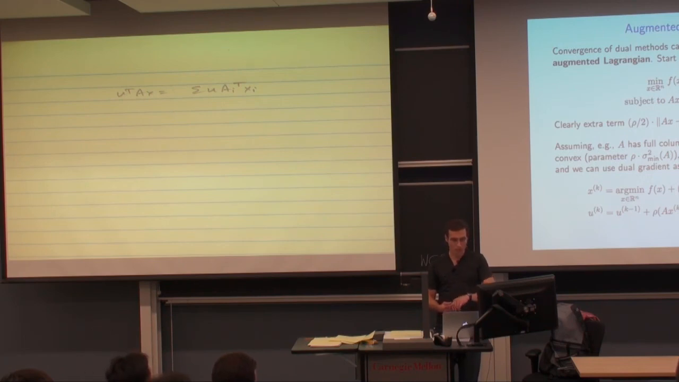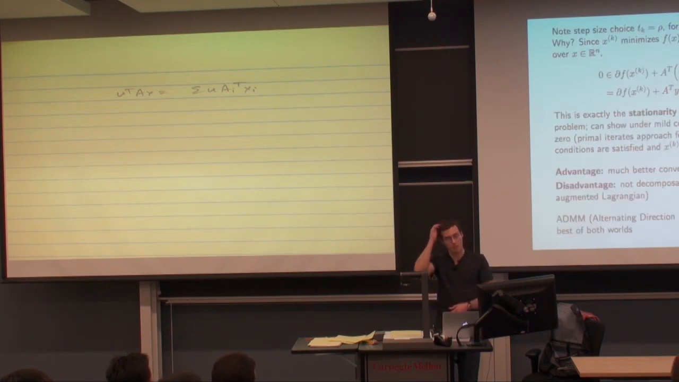What we'll talk about next time is something called ADMM, the alternating direction method of multipliers, and it tries to combine the best of both worlds. It tries to get the decomposability of the dual methods with the good convergence properties of the augmented Lagrangian methods.